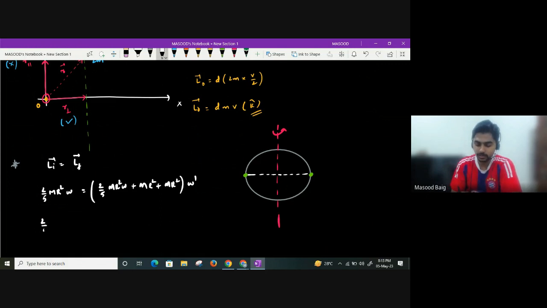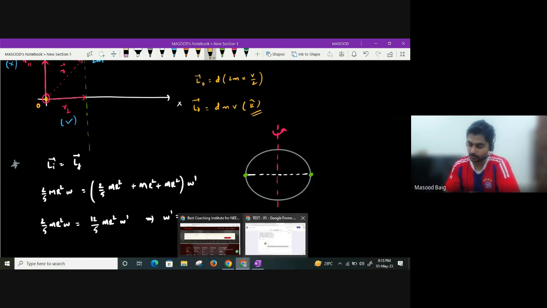So I can write 2 by 5 mr square into omega. It will be equal to, this you will get another 2, so 5 to 10, 12 you will get, I guess. Yes or no? 12 by 5 mr square, mr square. This should be mr square only. 2 by 5 mr square into omega dash. So what will I get as the omega dash value?